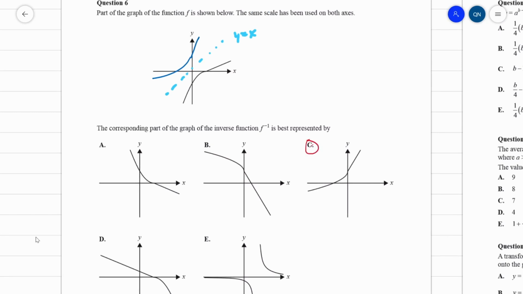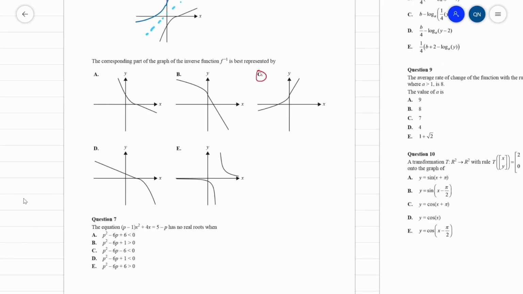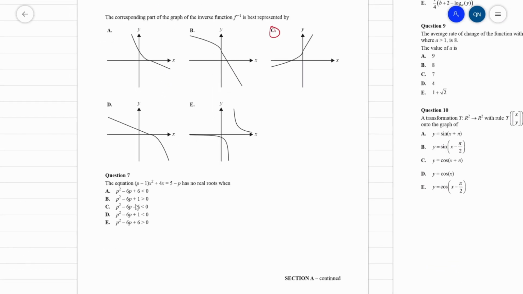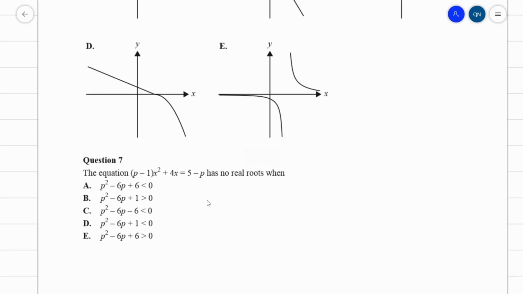Okay, question 7. The equation p minus 1 x squared plus 4x equals 5 minus p has no real roots when. So this is a quadratic. This equation has no real roots when the discriminant is less than 0. Before we use the discriminant, we do need to move everything to one side, because to use the discriminant you need the quadratic equal to 0. So p minus 1 x squared plus 4x minus 5 plus p equals 0. Now you just have to identify what your constants are. So this is the b constant, this whole thing here is the c constant, and this whole thing here is the a constant.